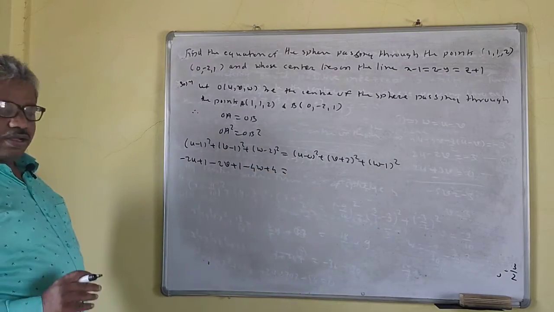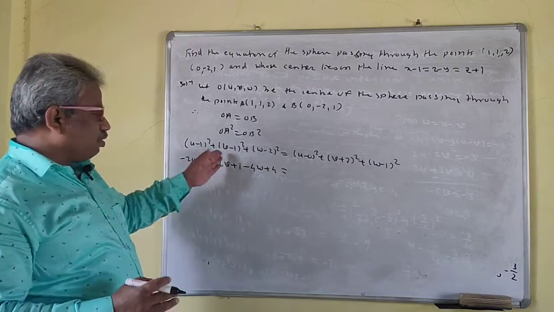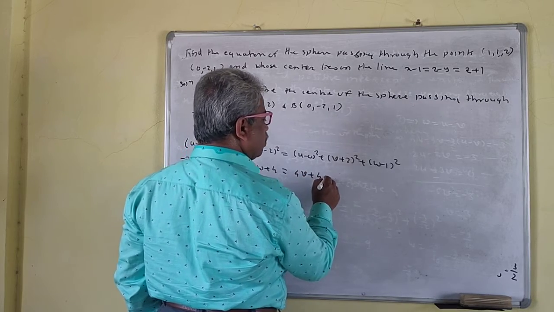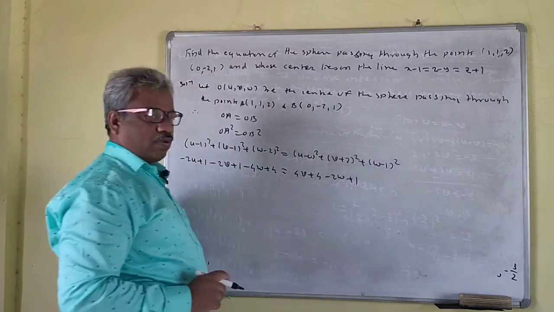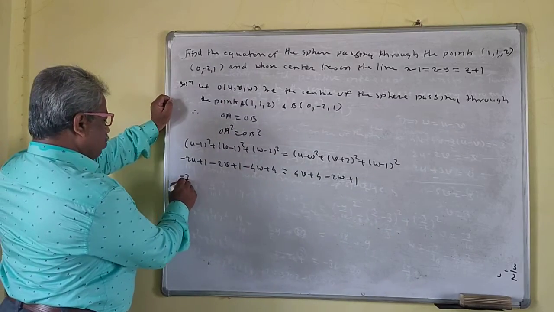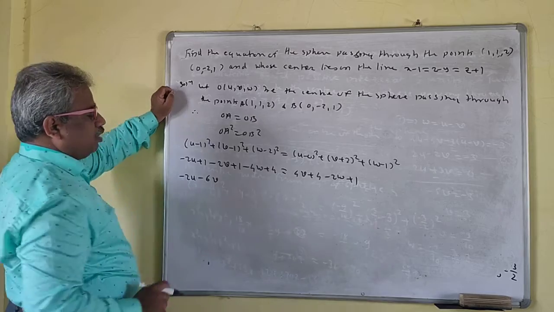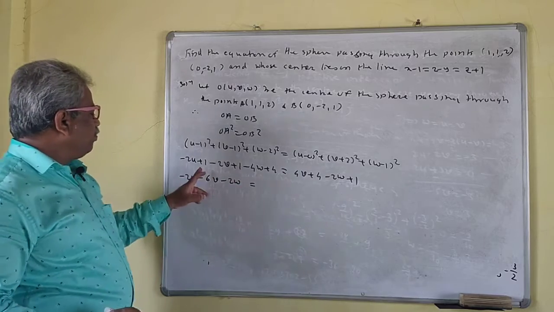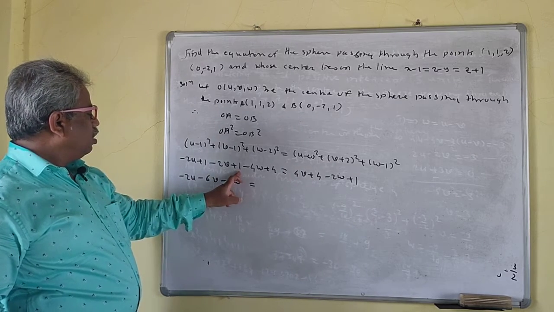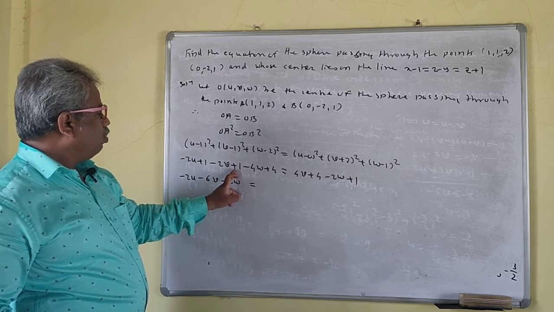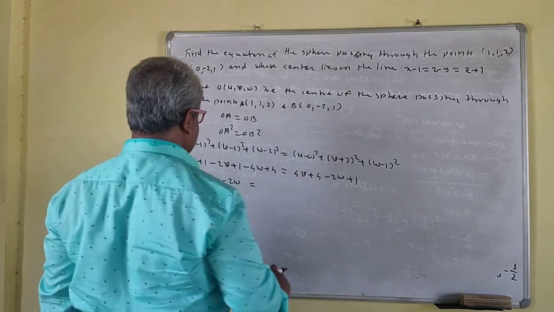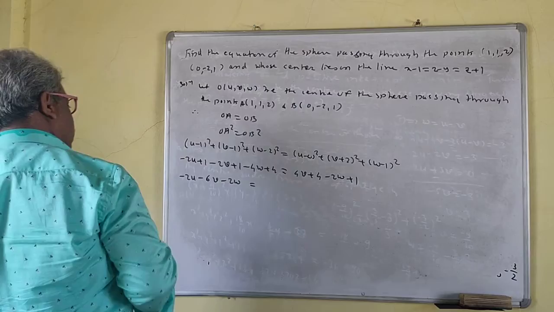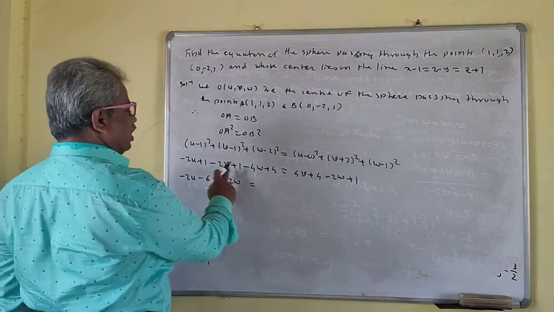We are writing only the middle term and the last, because the square of the first one gets cancelled here. So this is 4v + 4 on the other side, minus 2w + 1. Okay, so we will shift u, v, w to this side: -2u - 6v - 2w is equal to a constant. Here the constant is 6 and there it is 5.